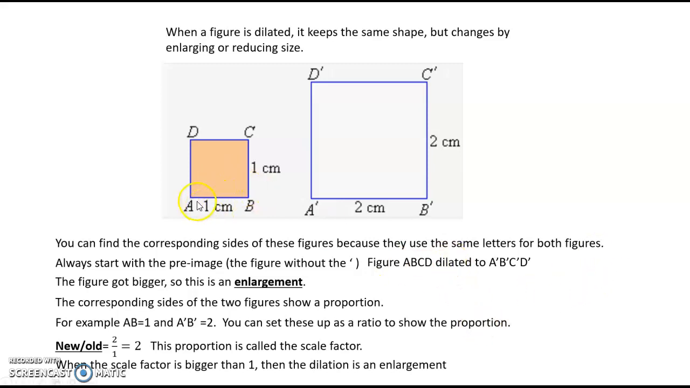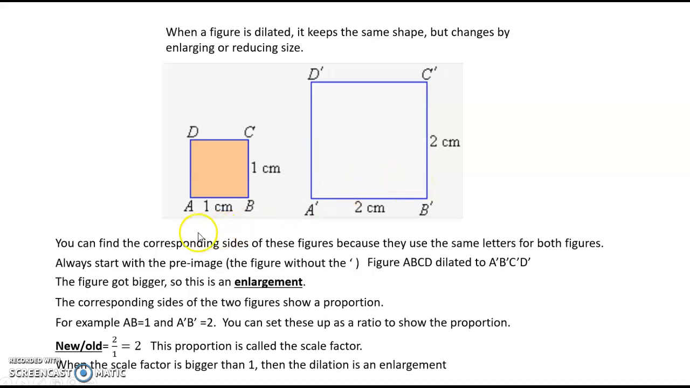So in this example, we have A, B, C, D, quadrilateral, and the second quadrilateral is A prime, B prime, C prime, D prime. We always start with the pre-image, and we know that that's the one that doesn't have the prime mark beside the letters. Figure ABCD dilated to A prime, B prime, C prime, D prime. The figure got bigger, so this is an enlargement.